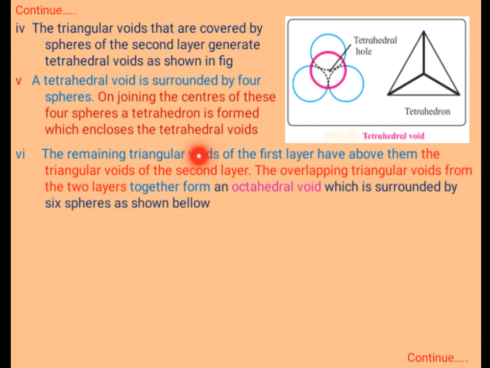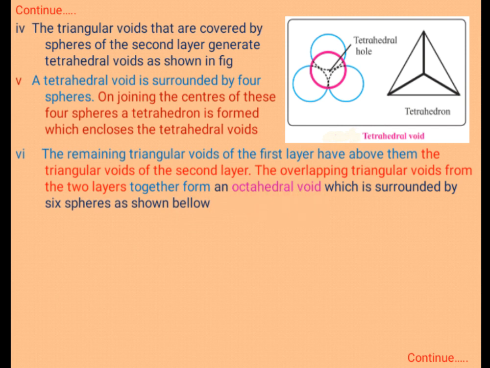The remaining triangular voids of the first layer have above them the triangular voids of the second layer, and the overlapping triangular voids from the two layers together form an octahedral void, which is surrounded by six spheres as shown in the figure. In this case, the remaining triangular voids of the first layer, which are not covered by the second layer, overlap with the triangular voids of the second layer to form the octahedral voids.